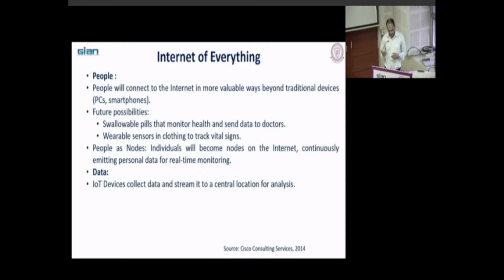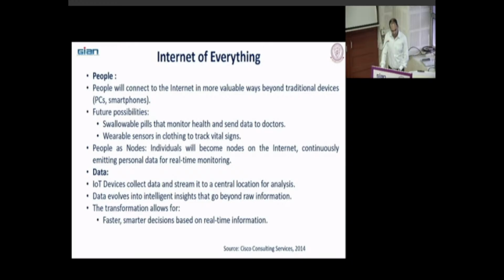IoT devices collect data and stream it into a central location for analysis. Central location means your cloud. Data evolves into intelligent insights that go beyond raw information, and the transformation allows for faster, smarter decisions based on real-time information. Imagine Alexa: it takes your command, sends it to the AWS cloud, it analyzes that and it executes within a fraction of a second.